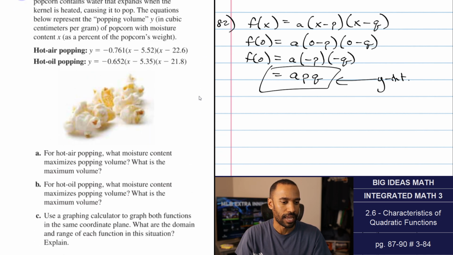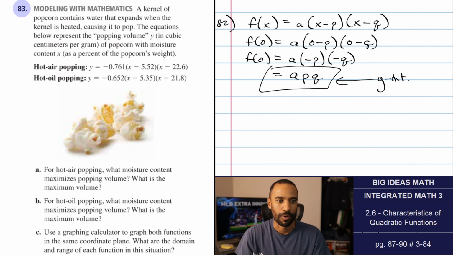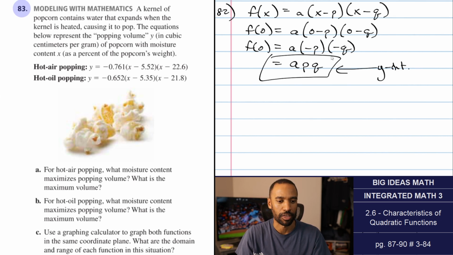Ooh, this 83 has three parts. Let's see if I can fit it all as one. Sort of. I'll get that ready in a second. Number 83, modeling with mathematics. Is that popcorn?